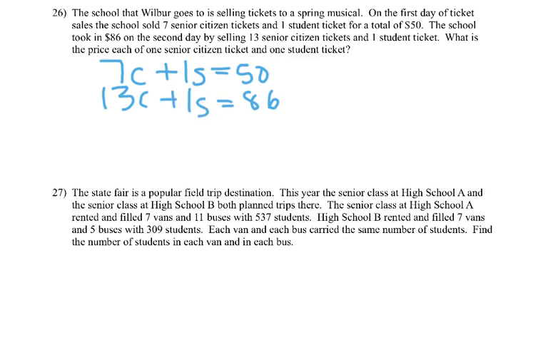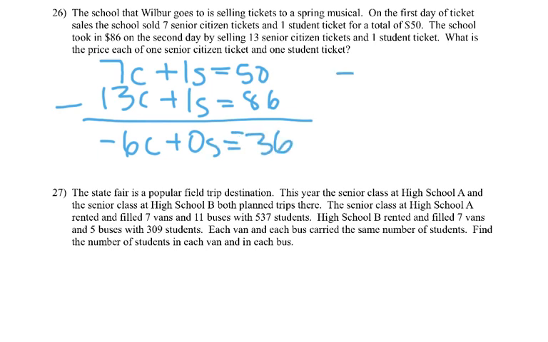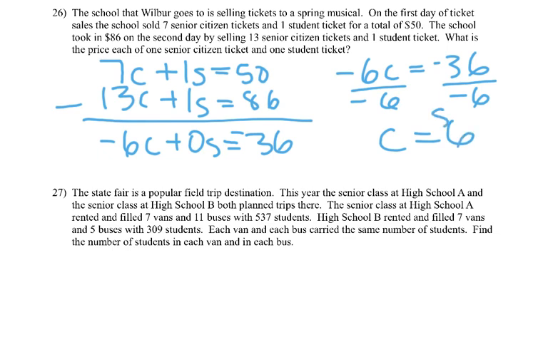Okay, what is the price? So again, we've got the 1, so I can subtract. 7 minus 13 would be negative 6, plus 0 students, and then 50 minus 86 would be negative 36. So negative 6c equals negative 36. Divide by negative 6, and we get c equals positive 6, so $6 for a senior citizen, which if a senior citizen is $6, 7 times 6 would be 42, plus S equals 50. Subtract by 42, and we'd get, for a student, it was $8.